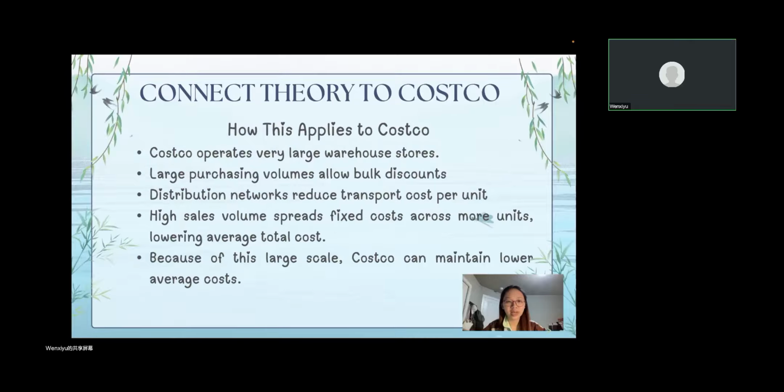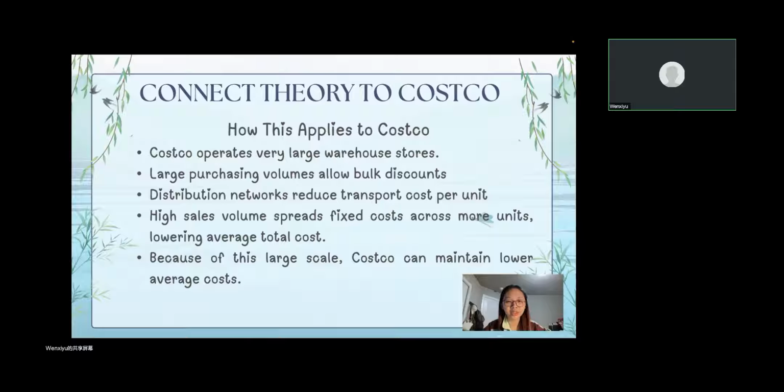Now let's connect this theory to Costco. Costco operates very large warehouse stores and sells products in high volumes. Because Costco buys products in very large quantities, it can negotiate bulk discounts from suppliers. Costco also has a large distribution network, which helps lower transportation and logistics costs per unit.